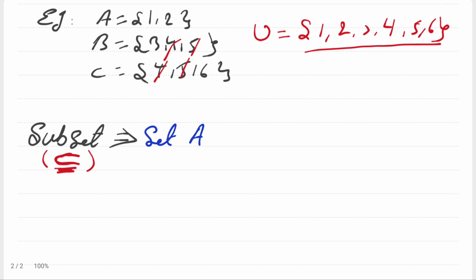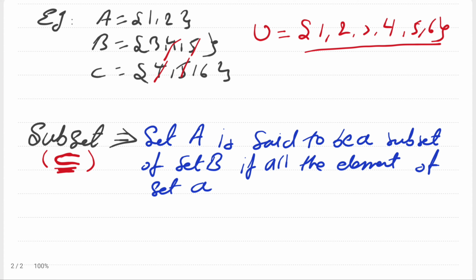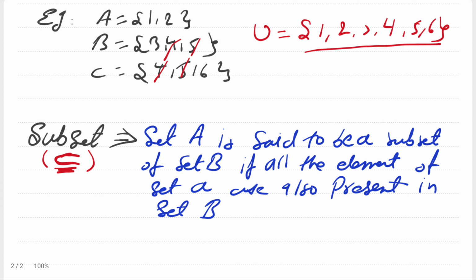Definition: Set A is said to be a subset of set B if all the elements of set A are also present in set B. In other words, we can say set B contains set A inside it.